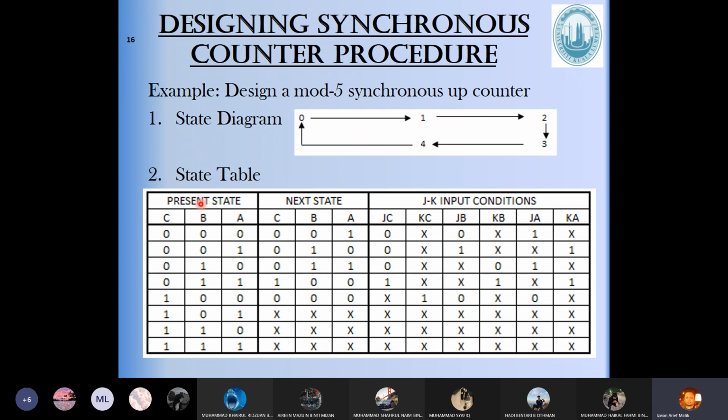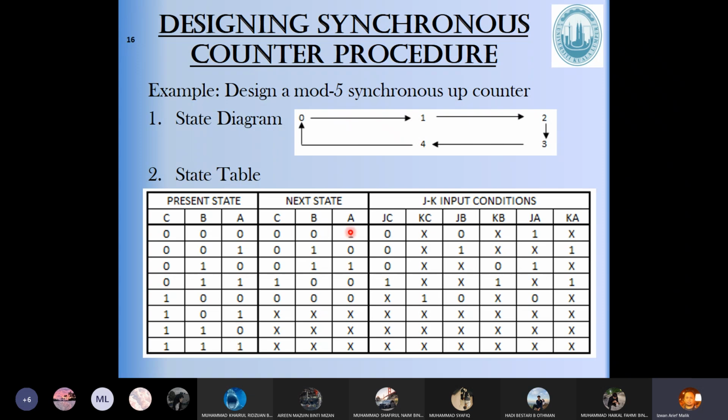Okay, so this is the present state. Then it is going to the next state. Next state is also CBA, where you list down what is the next state of the present state. We start from 000 because it is a 3-bit counter, since 4 is 100, so we complete until 7. So 000, 001, 010, 011, 100, 101, 110, and 111. So 0, 1, 2, 3, 4, 5, 6, 7.